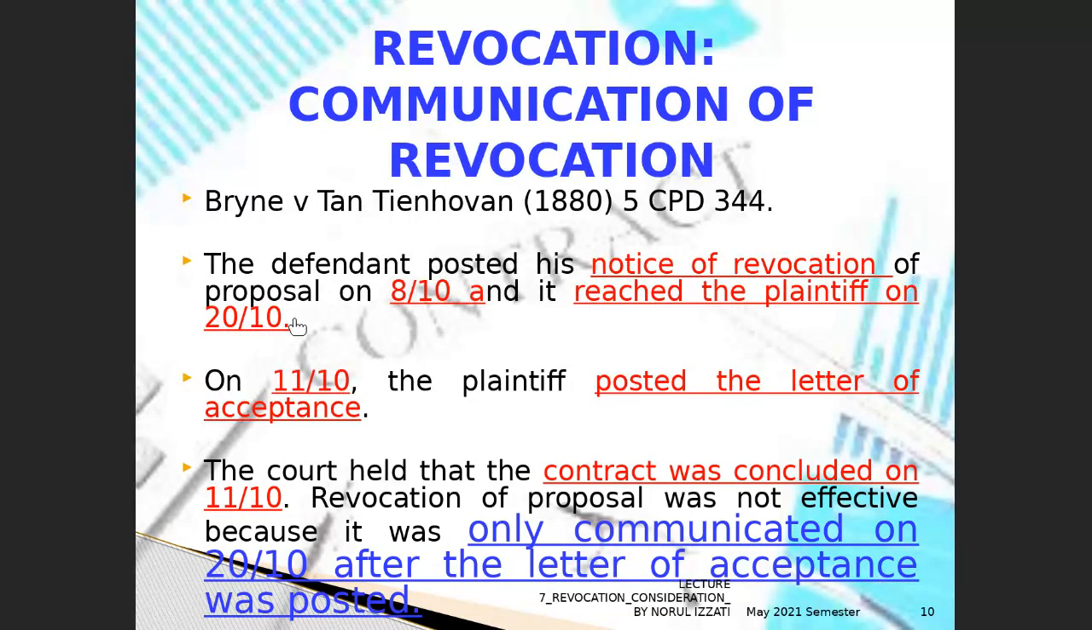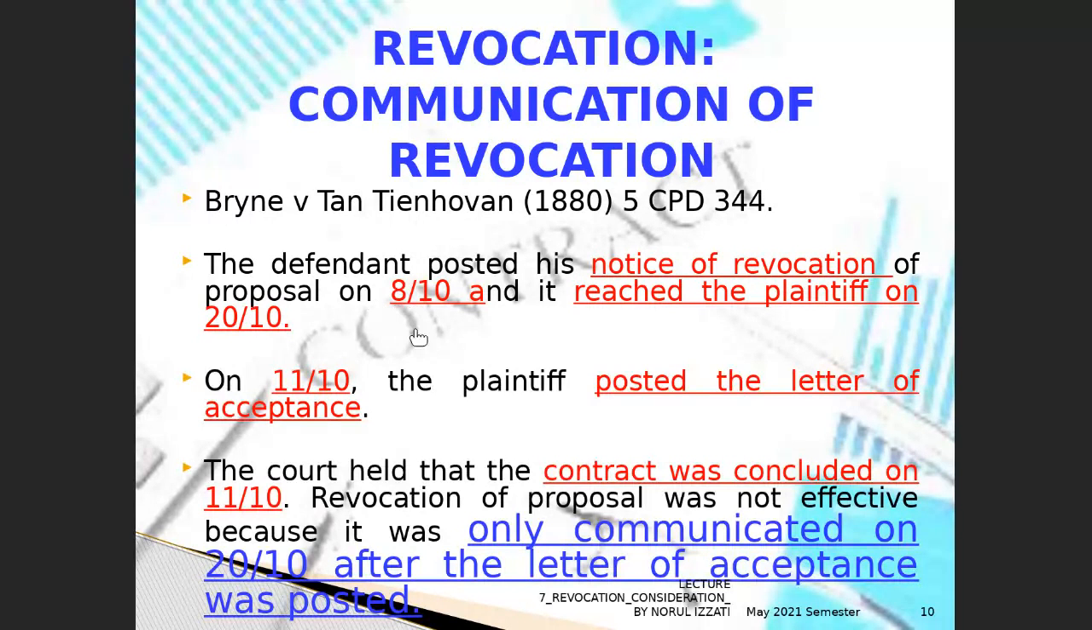So that means after 12 days. Number 2, on 11th of October, the plaintiff posted the letter of acceptance. Can you see that? The revocation of proposal is posted on the 8th. The plaintiff posted the letter of acceptance on the 11th. So who carried out the revocation first? The defendant carried out the revocation of the offer first. The plaintiff posted the letter of acceptance after the revocation was carried out.